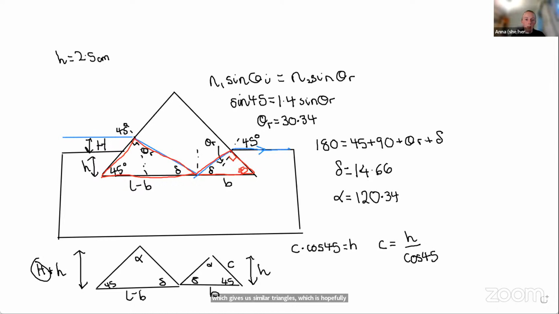And in the chat, right, yeah, where do 45 plus theta plus delta add to 180 on the diagram? Okay, cool. So that's here. So this triangle, the internal angles add up to 180. And that's equal to this 45 plus this 90 plus this theta r plus this delta. So hopefully that helps.